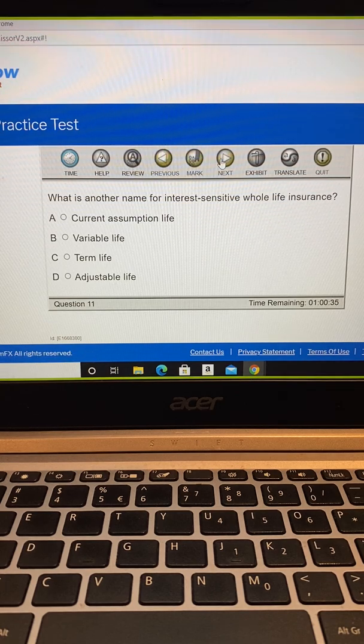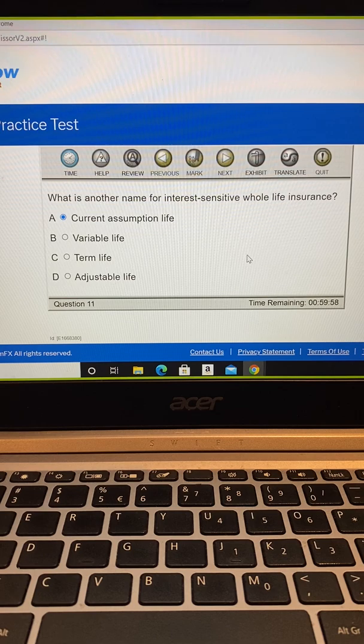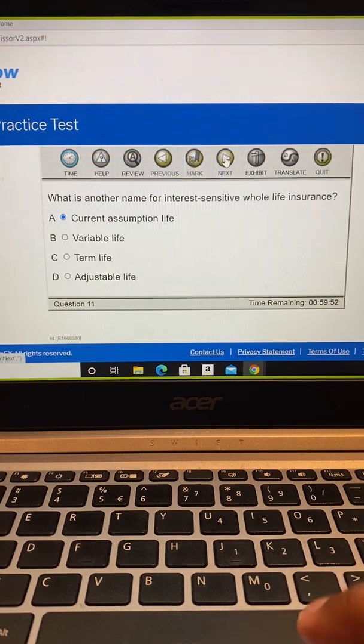What is another term for an interest-sensitive whole life? Interest-sensitive and current assumption are interchangeable. You hear that? Write that down on your paper. Term, temporary. Whole life, permanent. Universal, flexible. Interest sensitive, current assumption. Every time. Got it? All right, whose go is it? Next.